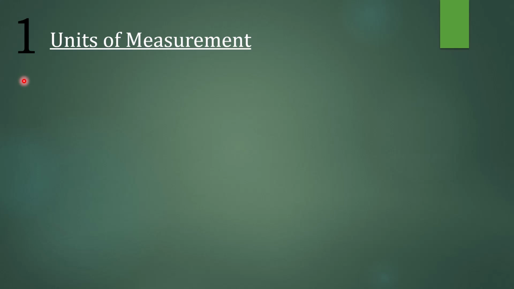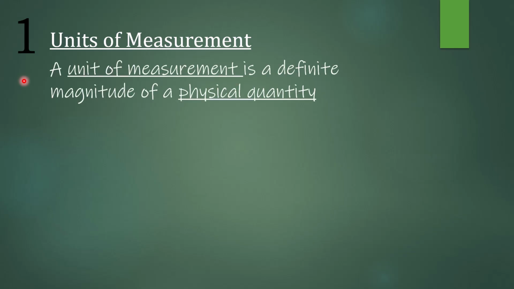Hello, chemists and scientists. Let's talk units of measurement. A unit of measurement is a definite magnitude of a physical quantity. What do I mean by physical quantity? Well, I could be talking about something like length, and we've got units such as centimeters or meters or feet or yards or miles to describe that length. All of those units describe that physical quantity of length, but they also represent different magnitudes.